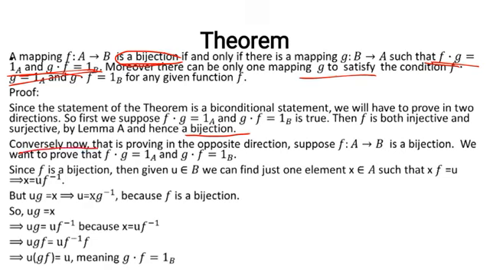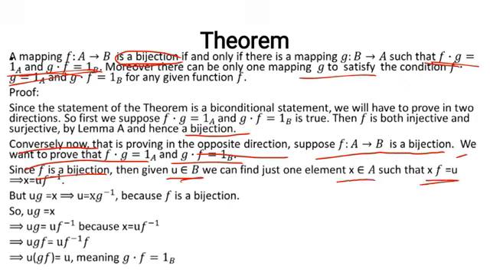So conversely now, that is proving the opposite direction. We suppose that F mapping A to B is a bijection. We want to prove that F of G will give us the identity on A, and G of F will give us the identity on B. So since F is a bijection, it means I can find an element U in B, and we can find X such that this mapping will be equal to U. So that is, I can find X such that it will map to U because it's a bijection. You know, it is injective, it is surjective, right?